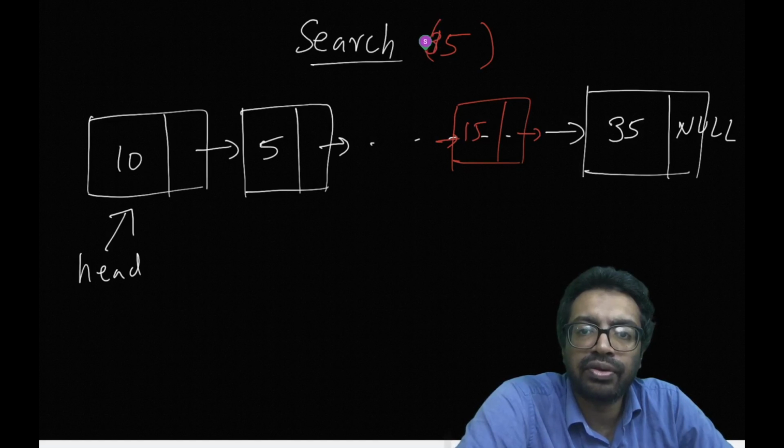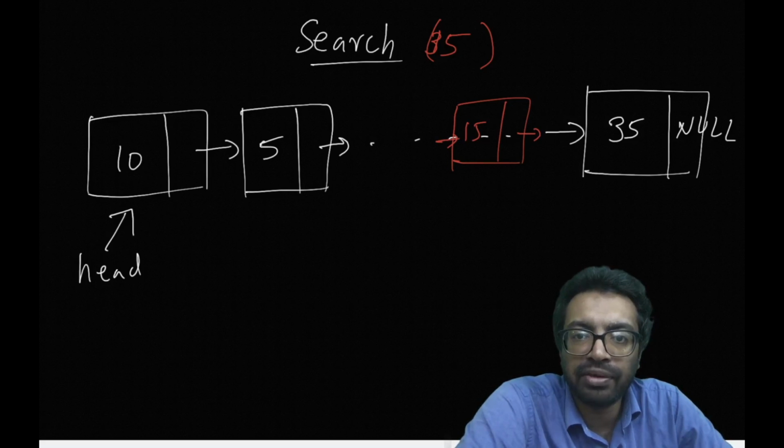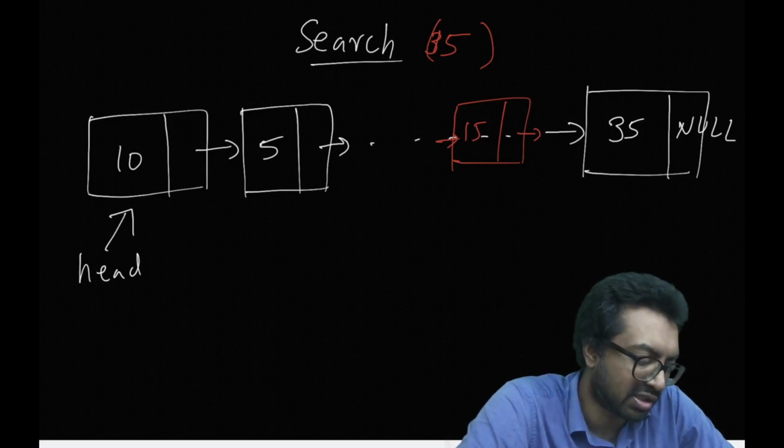Finally, we are going to look at 35. Searching for 35 also goes along the same lines. We go to the 10, we traverse the next pointer to the next node, next pointer to the next node, and so on and so forth until we hit 35. And when we hit 35, we say yes.